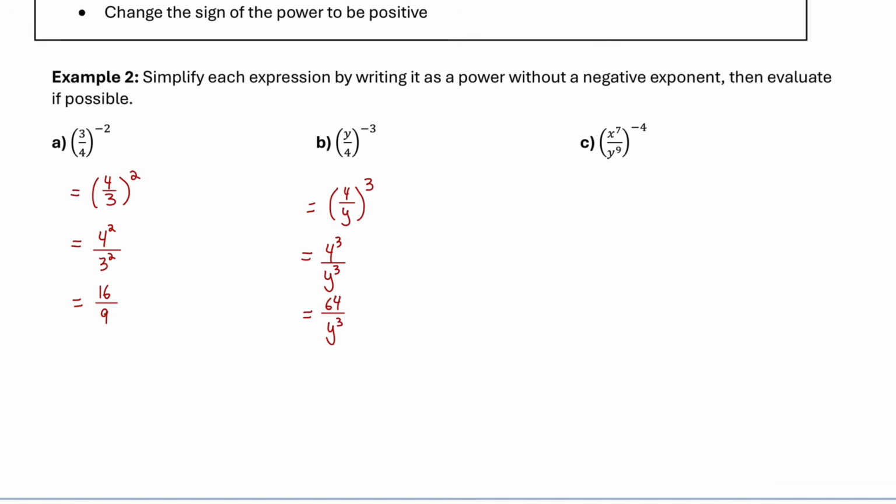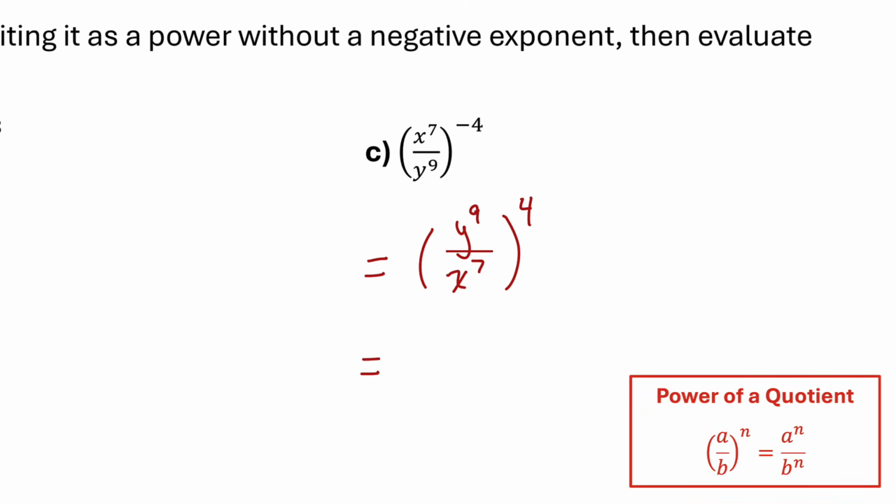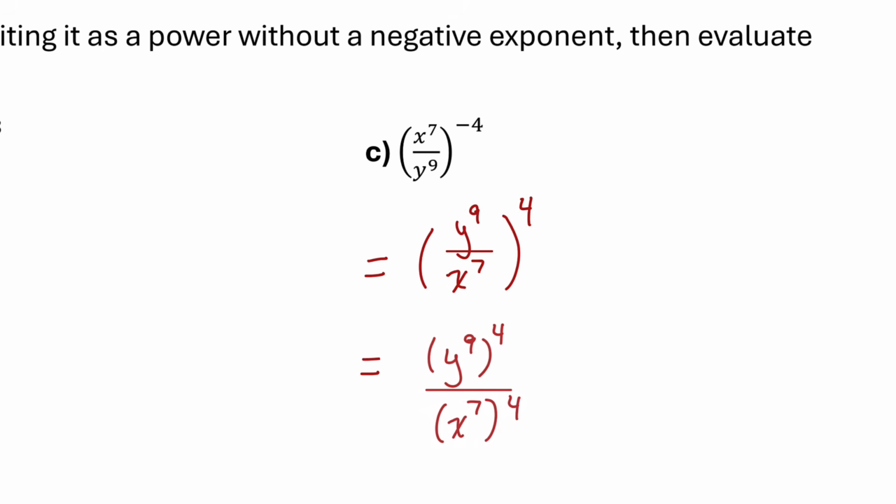And now moving on to part C. Once again, negative exponent on a rational base. So I flip the base, and then change the sign of the exponent, making it positive 4. Then use my power of a quotient rule, which tells me to put that 4 on both the numerator and denominator. And then in the numerator and denominator, I have a power of a power.